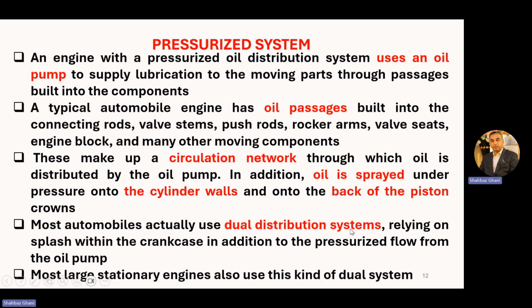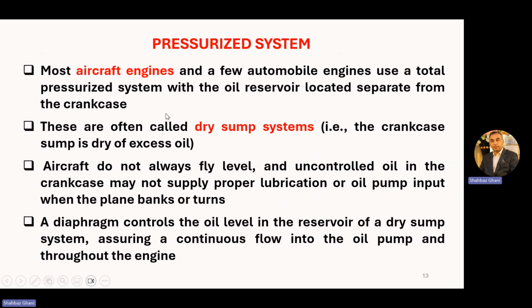Most automobiles actually use a dual distribution system. So in modern vehicles, a combination of splash and pressurized systems is used. That is the dual distribution system, relying on splash within the crankcase in addition to the pressurized flow from the oil pump. So both the splash system and the pressurized full flow oil system are used in modern vehicles. Most large stationary engines also use this kind of dual system.